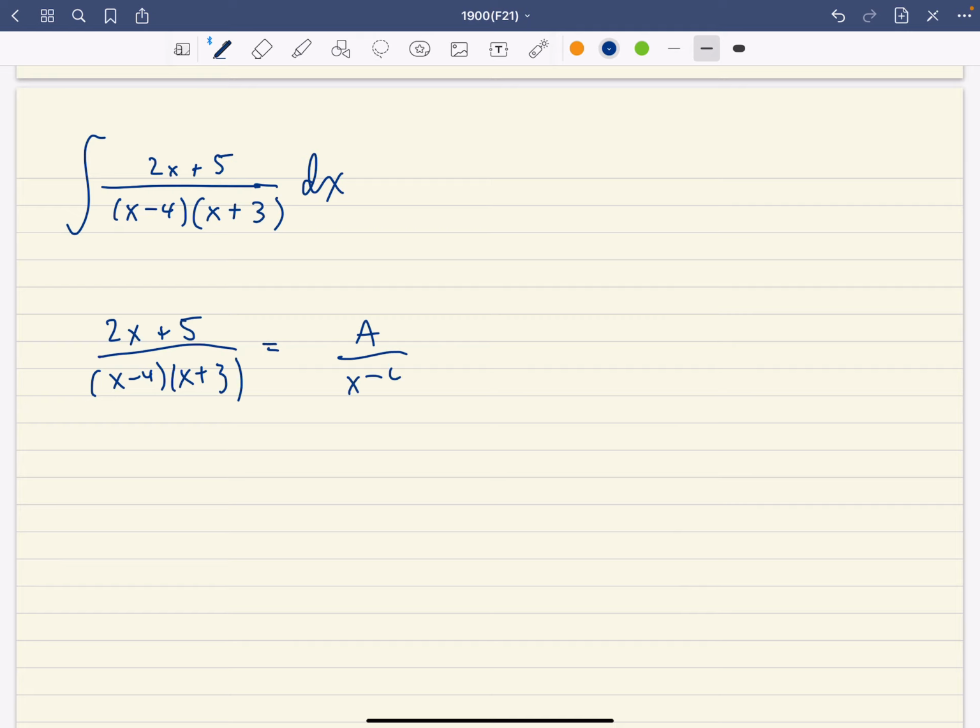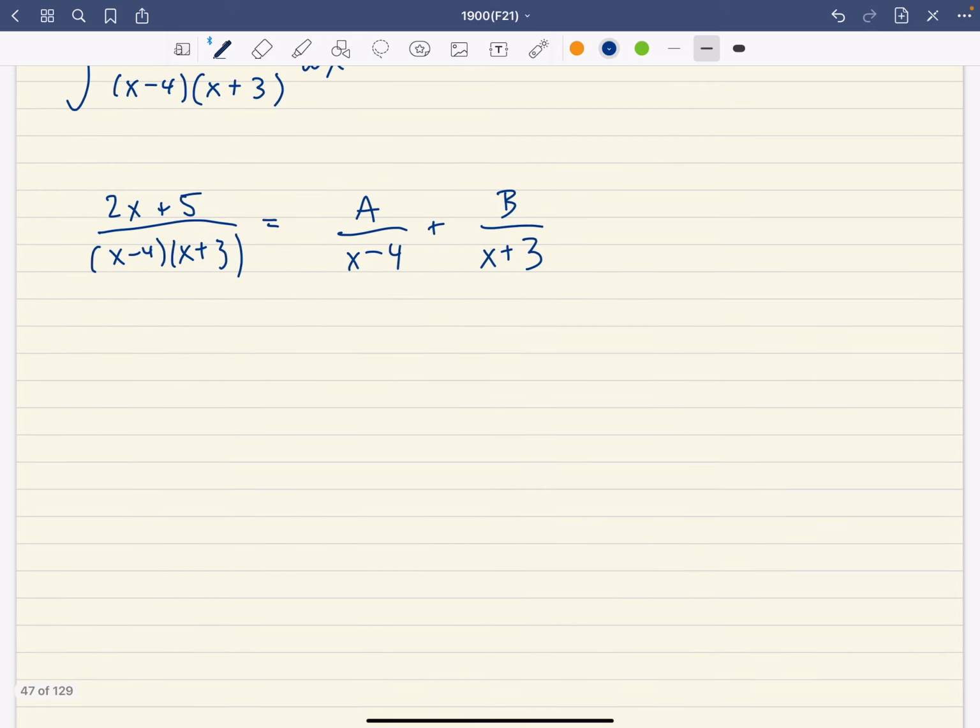We've already talked about this: since these are both first order linear terms in the denominator, this is just going to be a over x minus 4 plus b over x plus 3. We just have to find the values of a and b that make this work. The usual trick, as we've talked about in class, is to clear out the denominators. In this case we multiply both sides by x minus 4 times x plus 3.